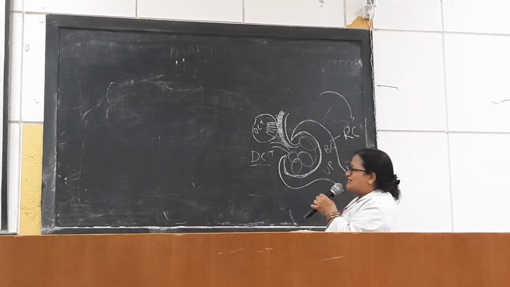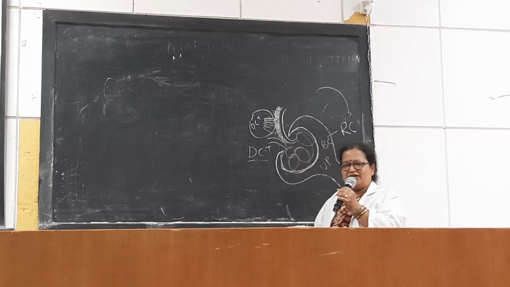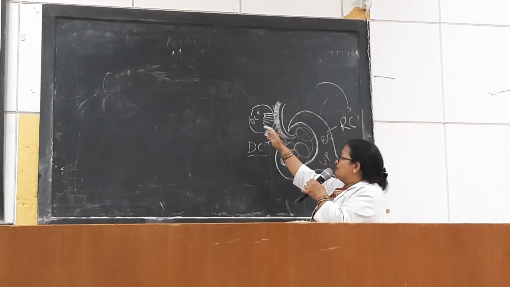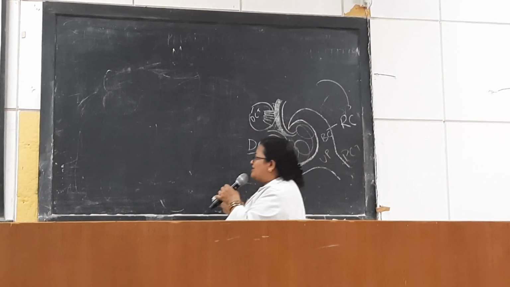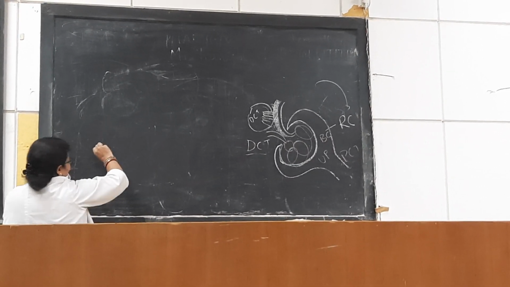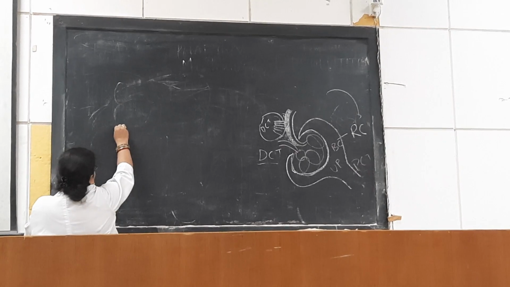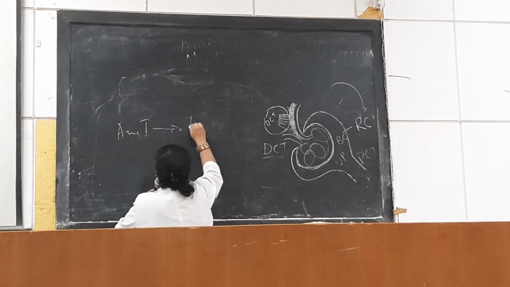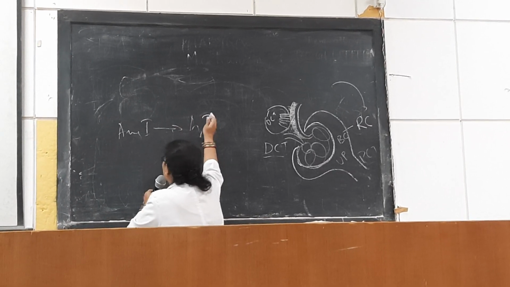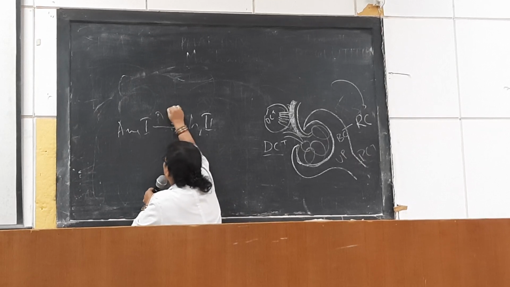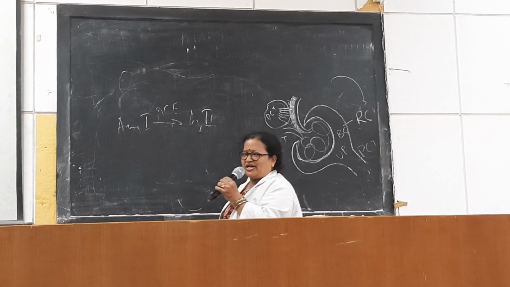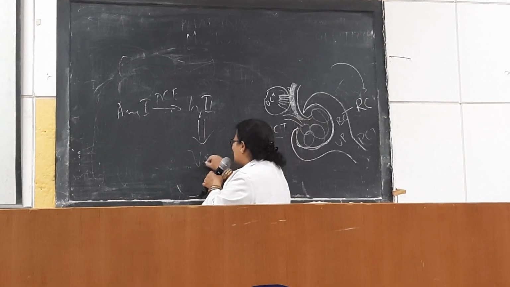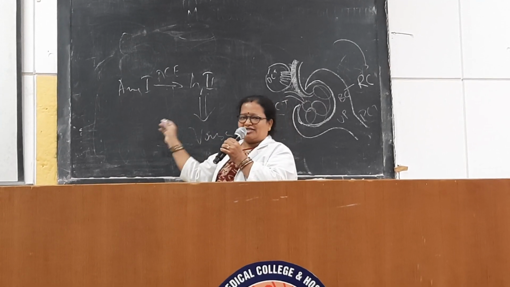And they will sense the low sodium concentration in the blood, and these JG cells will help in the release of renin. So what does renin do? Renin helps in the conversion of angiotensin 1 to angiotensin 2, which is a vasoconstrictor, in the presence of angiotensin converting enzyme, which we find in the lungs. So angiotensin 2, by vasoconstriction, helps in increasing the blood pressure.